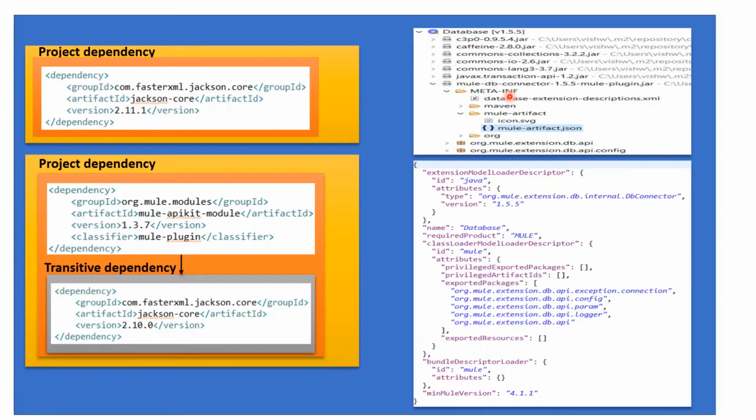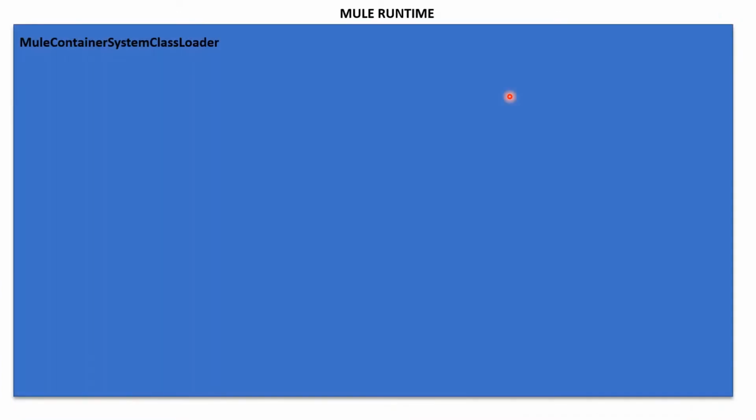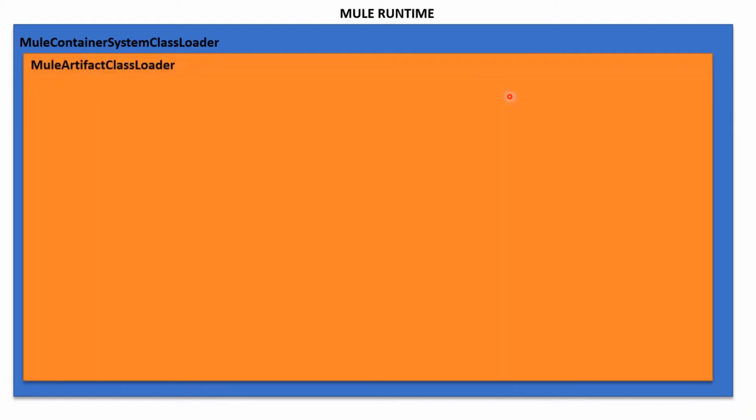It isolates all the dependencies from each other. And in Mule, all the connectors are part of a module, so they are isolated with the help of class loaders. Now let's see how exactly things work in the runtime. So I have a Mule runtime, and the Mule runtime is basically loaded by the Mule container system class loader. It is responsible for loading all the classes that are required for the Mule runtime to run and do its job. Then when you deploy an application, that application is nothing but an artifact, and that artifact is taken care of by the mule-artifact class loader.